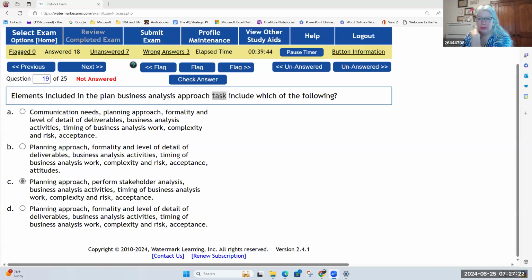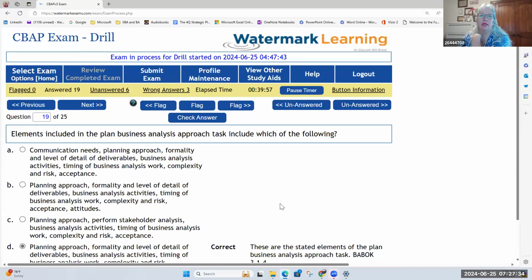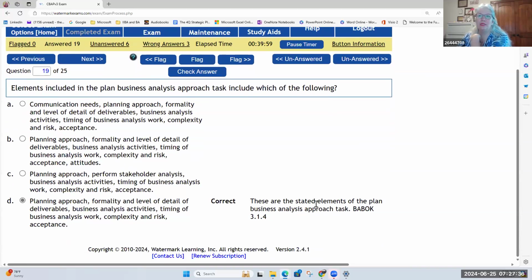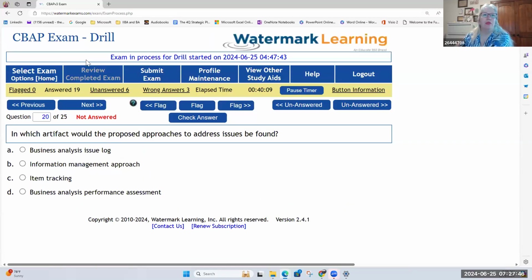Okay. Let's see. Looking at the votes, I see more Ds than anything else. Let's go with D and see what our answer says. And D is correct. These are the stated elements of the Plan Business Analysis Approach task. Very good. We are learning, guys. This is what we're here for.